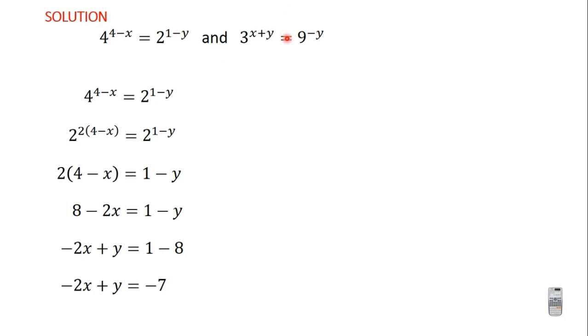Let's consider the second one. We have 3 exponent x plus y is equal to 9 exponent minus y. We have to make sure that the base on the left hand side and the base on the right hand side are all the same. We can express 9 in index form such that it has a base of 3. 9 is equal to 3 exponent 2. So 3 exponent x plus y is equal to 3 exponent 2 times minus y, because 9 is 3 exponent 2.